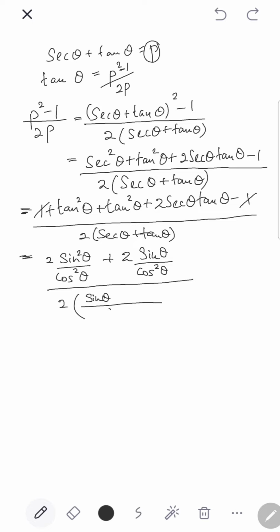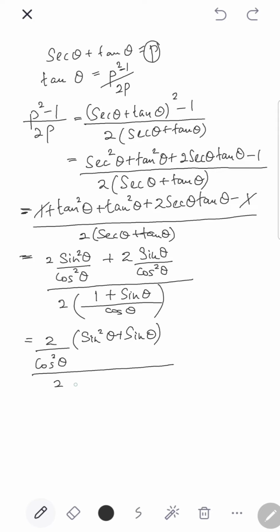Then when we take the common denominator, it is cos. We have 1 plus sine theta. Now we can divide these two. So here 2 is a common factor, cos square is a common factor. Then inside the bracket we have sine square theta plus sine theta, divided by 2 over, let's multiply that by the cos term such that we can cancel these two denominators. Since I have multiplied the denominator by cos, I have to do the same thing for the numerator.